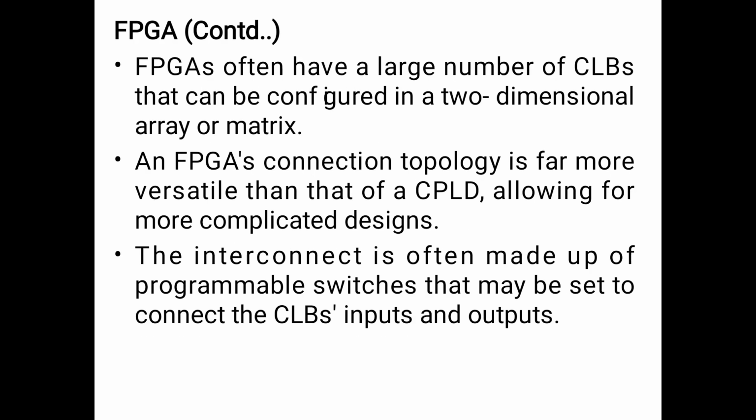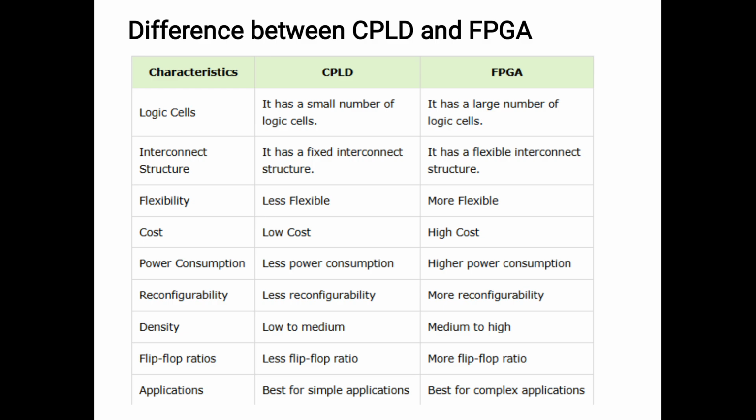These FPGAs often have a large number of configurable logic blocks that can be configured in a two-dimensional array or in the form of a matrix. An FPGA's connection topology is far more versatile than that of a CPLD, allowing for more complicated designs. The interconnect is often made up of programmable switches that may be set to connect the configurable logic blocks, inputs and outputs. So this gives the difference between CPLD and FPGA in terms of certain characteristics.